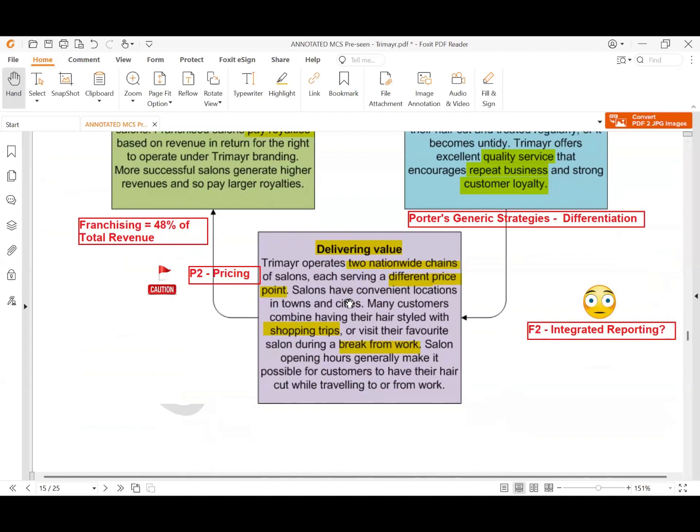Well, broadly speaking, two ways: either own salon or a franchise salon. Note that they are nationwide across two key price points. They've got it all covered. Also, their locations are absolutely bang on. It's very easy when you're going to get your shopping done or when you're at work, because they're, broadly speaking, based in all the popular main cities across the country. You can't miss a Trymar salon. You can't, unless you're blind, okay? So in terms of delivering value, that's how they do it.